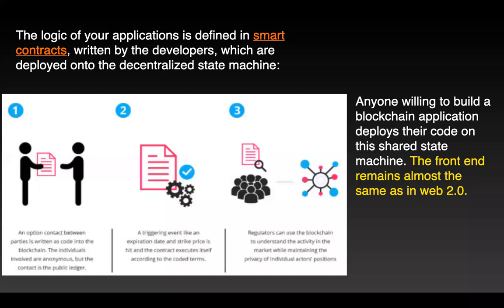So we have seen an example. Anyone willing to build a blockchain application deploys their code on the shared state machine. The front end remains almost the same, whereas the back end is totally different. As I said earlier, it was front end to back end to database to decentralized network. Now that thing is not there.